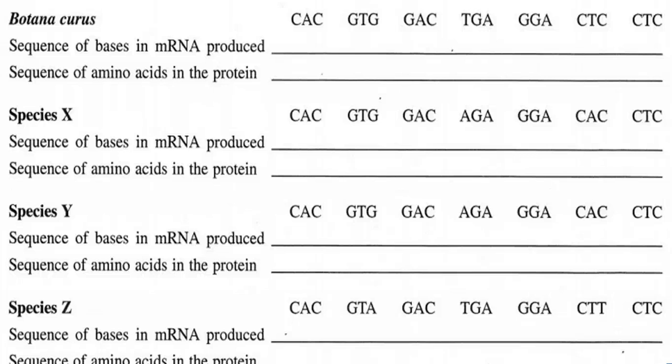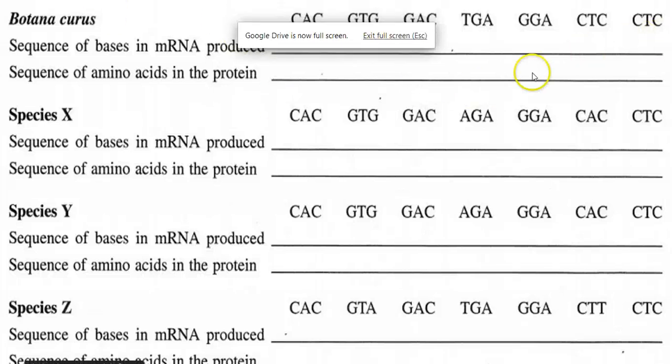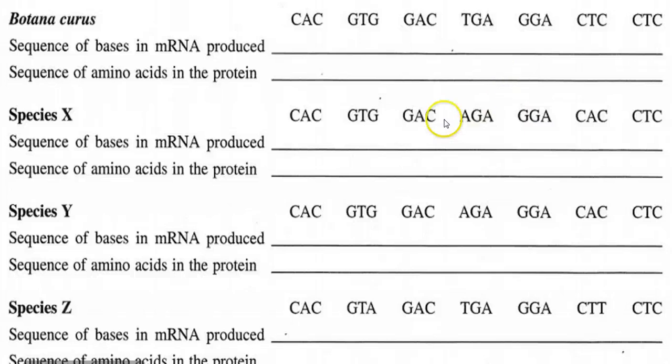So we're finished with all of our tests. Say for example, we have our DNA sequence for this plant. We have our DNA sequence for Botanicurus being CAC, GTG, GAC, TGA, GAA, GGA, CTC, CTC. Now that's our DNA strand. They want us to come up with the sequence of bases in the mRNA strand.